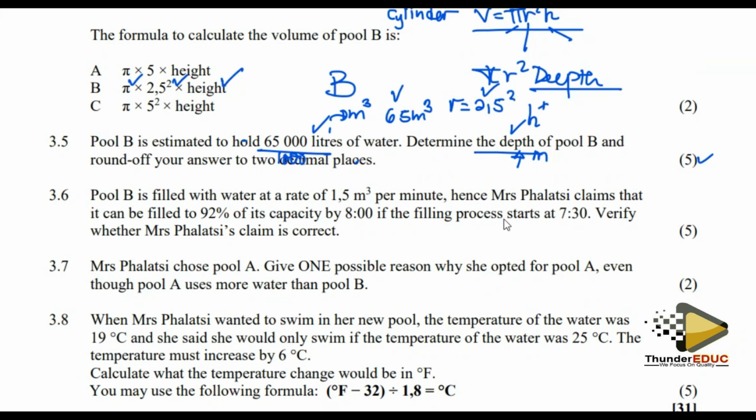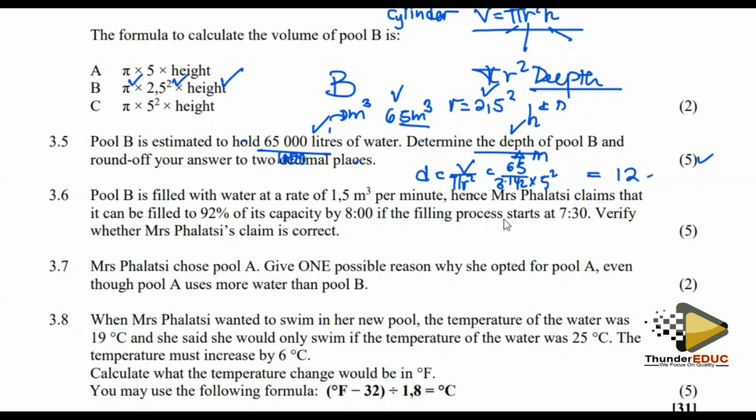But then what about the depth? Okay, the depth will equal volume divided by pi r squared. So our volume, we've seen it already, is 65 divided by pi, which is 3,142, times 2,5 squared. So when you do that, 65 divided by 3,142 times 2,5 squared.